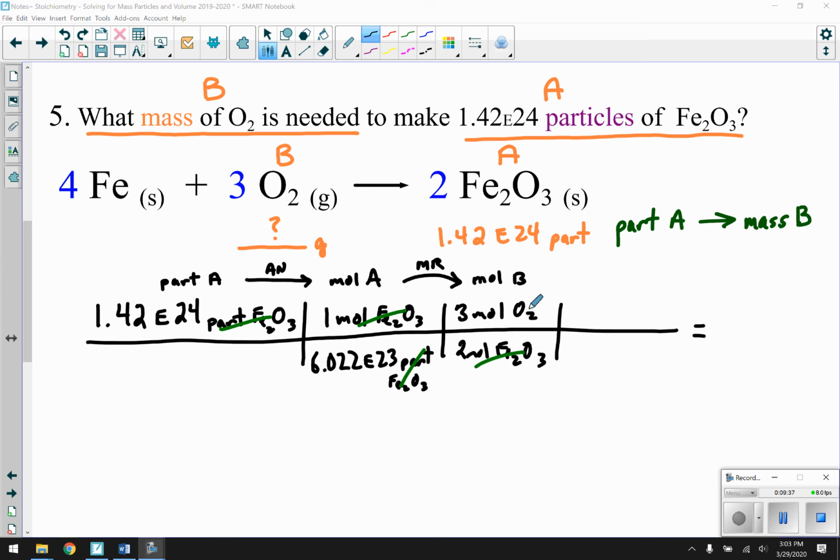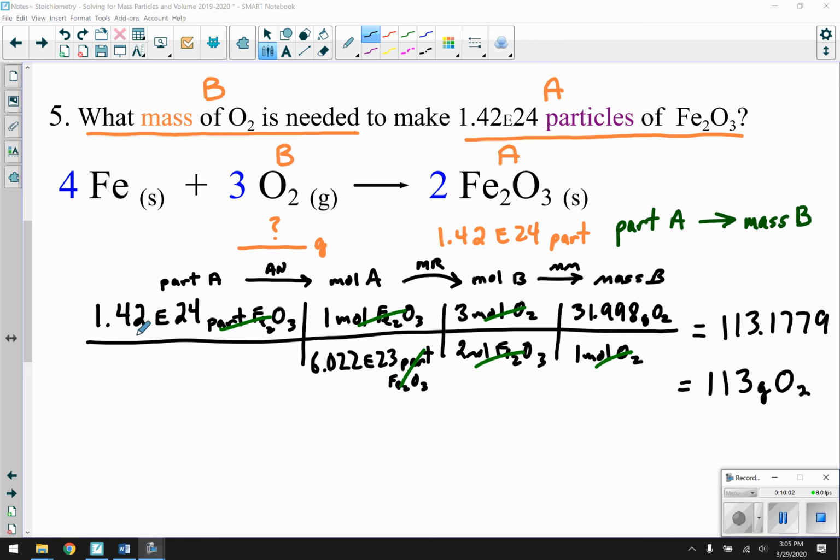Once we have moles of B, do we want moles of B? No, we want mass of B. So again, moles to mass, molar mass, and it's going to be the molar mass of oxygen. Apply the molar mass, moles of oxygen cancel, and I'm left with mass of B. It's what I want. Cha-ching! It's all over but doing the math.